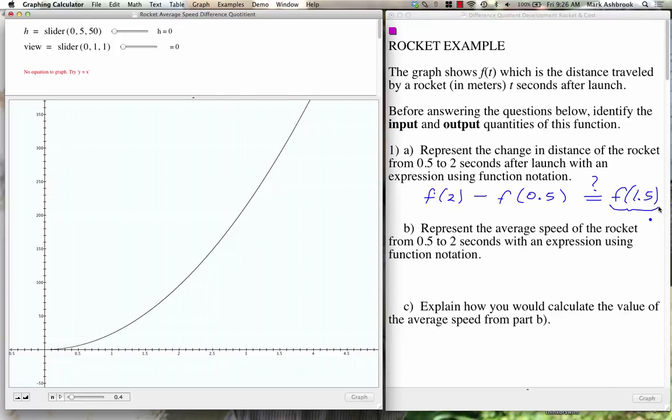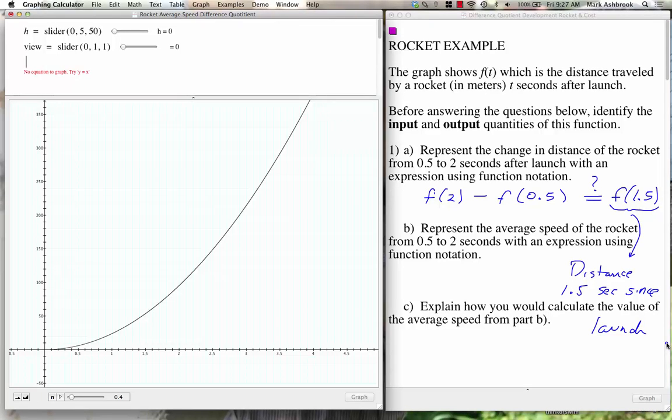Exactly. What does this give you? No, it doesn't give a point. What does it give? A distance. 1.5 seconds since launch, right? So this question is about meaning. It's about the meaning of those symbols. What does the left side mean? Change in distance, starting at 0.5 seconds and ending at 2 seconds. What does the right side mean?